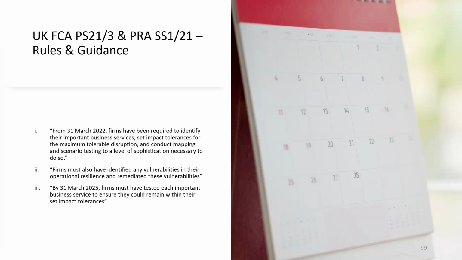So firms must have already started a program of work to remediate vulnerabilities that could impact upon their ability to stay within the impact tolerances that they have already set themselves. If there's a vulnerability that may stop you from remaining within that impact tolerance, then that needs to be remediated before the 31st of March 2025. And then by that date, firms must have tested each important business service to ensure that they could remain within their set impact tolerances.